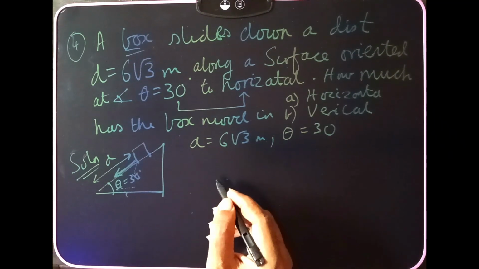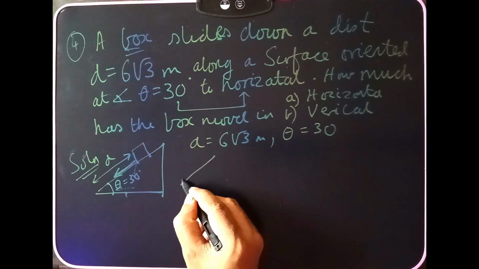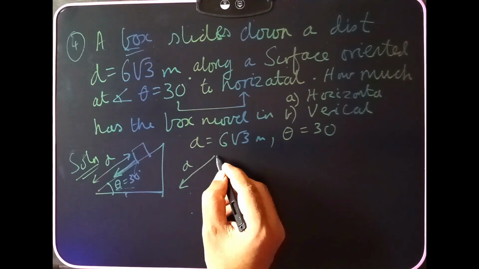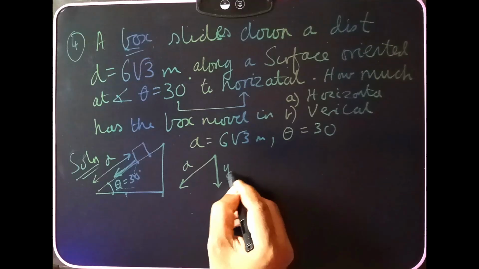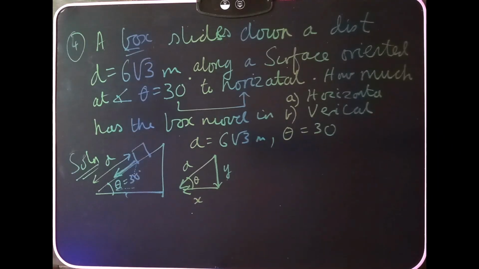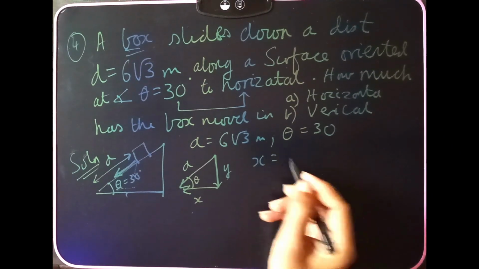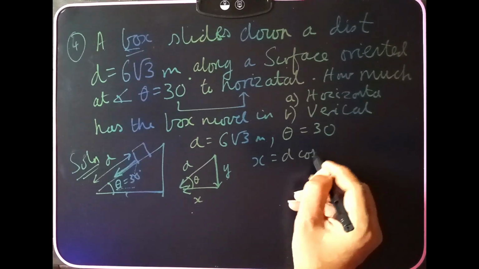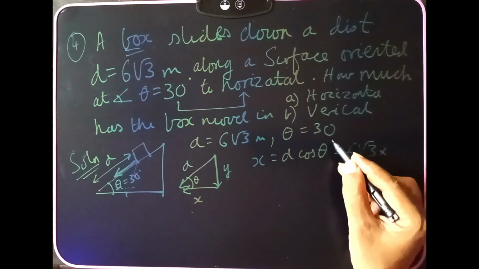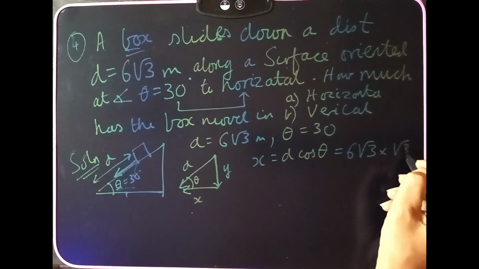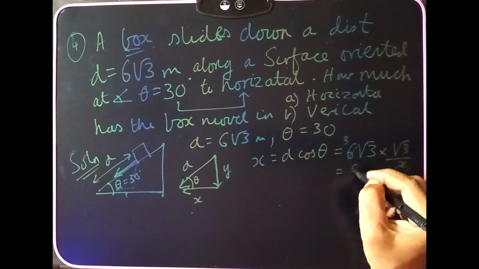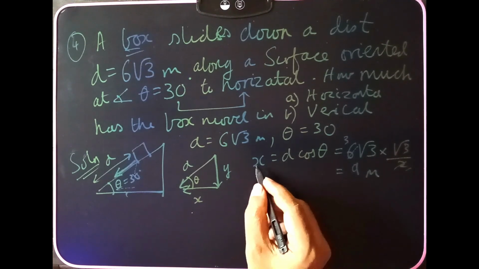So how to resolve it? We have this block moving in this direction, and this distance is given as d. So the movement along y and then movement along x, and this is theta. Now x can be written as d cos theta, and d cos theta is 6√3, and cos 30 is √3 by 2. So this will cancel. 3 3s are 9. So you get 9 meters along x, that means horizontal.